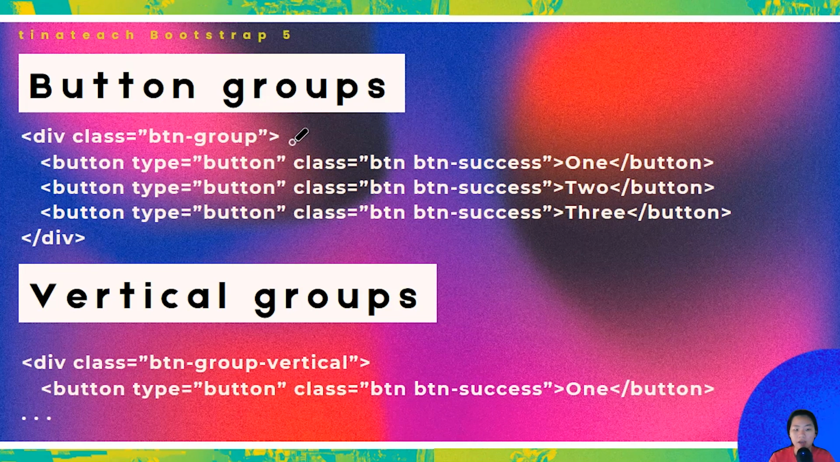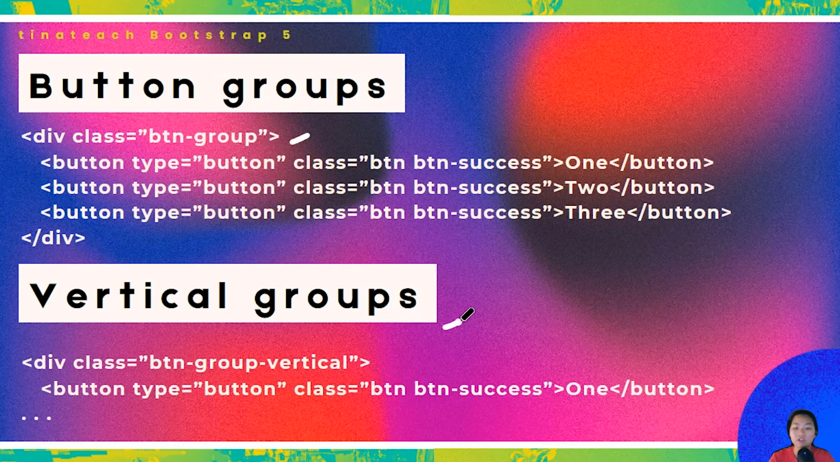Okay, I have the container div class btn-group to tell HTML this is a group of buttons, so style them accordingly. Button type button, class btn, and then the color, btn-success. 1, 2, 3, same thing, you've already learned this.